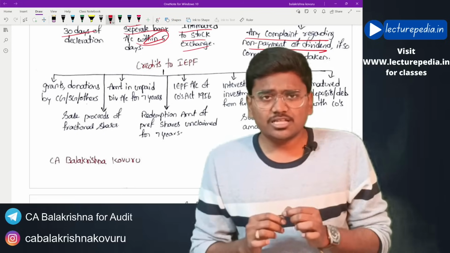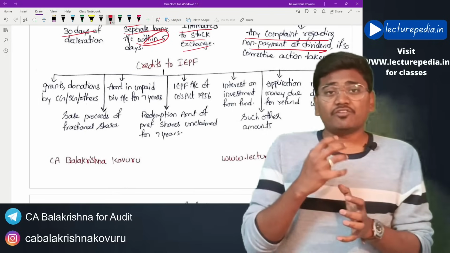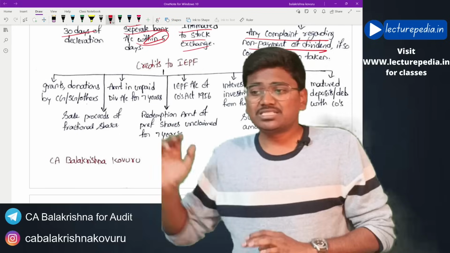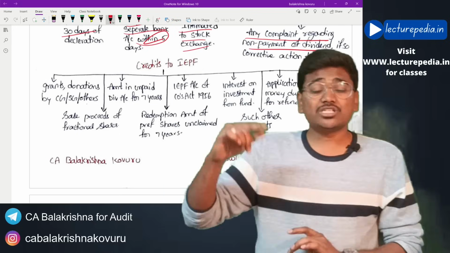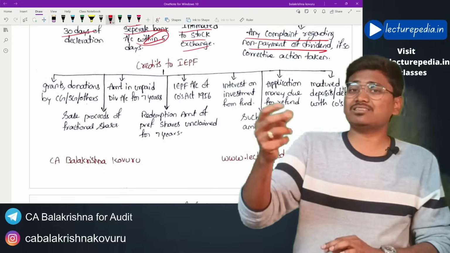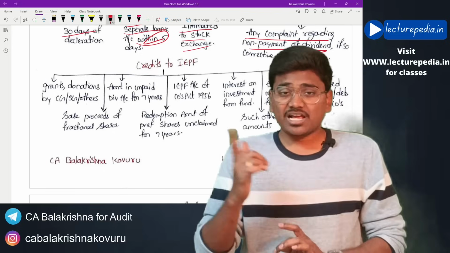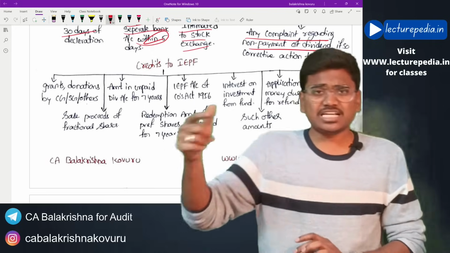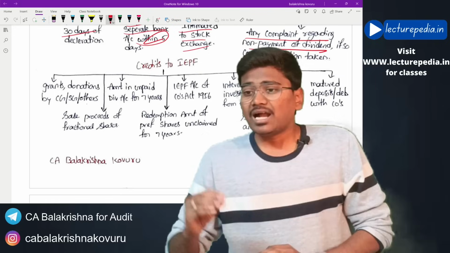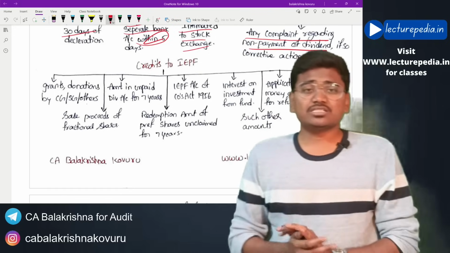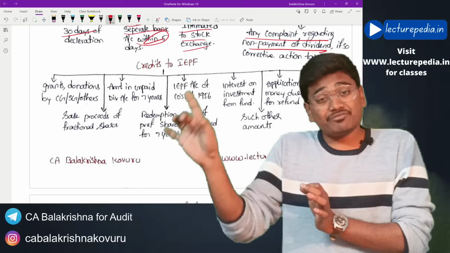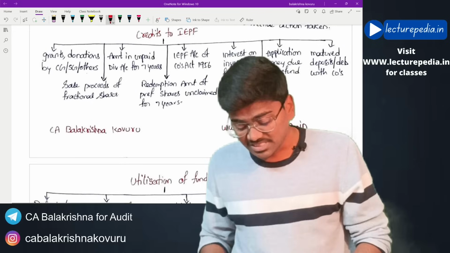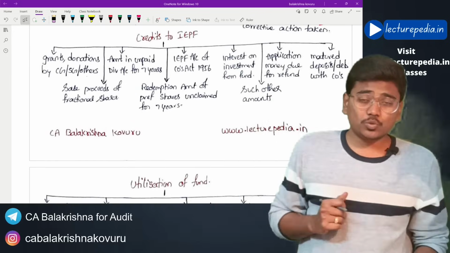And if there is any application money received and it has to be refunded, even that amount has to be credited to the IEPF account. And matured deposits and debentures with the company will be credited. And sale proceeds of fractional shares: when you allot any bonus shares, there is a chance of some fractional shares arising. Proceeds of selling those fractional shares have to be credited to the IEPF account. And the redemption amount of preference shares, if it is unclaimed for a period of 7 years, even that amount has to be credited to the IEPF account, and such other amounts. These are the amounts which will be credited to the IEPF account.